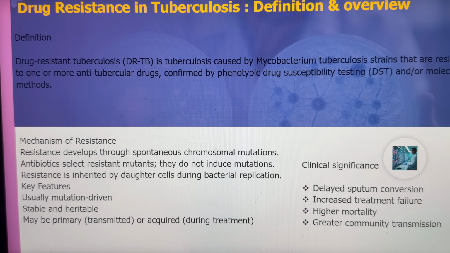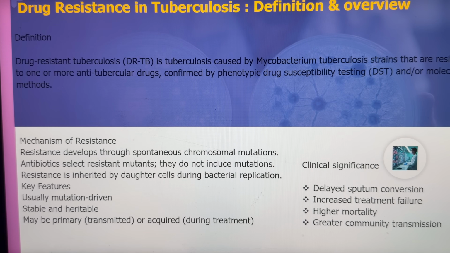Mechanism of resistance. The most important concept in tuberculosis is that resistance develops through spontaneous chromosomal mutations occurring naturally during bacterial replication. These mutations arise randomly, even before the patient receives treatment. Antitubercular drugs do not induce mutations. Instead, they eliminate susceptible bacilli and select the pre-existing resistant mutants, allowing them to become the dominant population. Once selected, these mutations are stable and are transmitted to all daughter cells during bacterial replication. Drugs select resistant mutants, they do not create them.